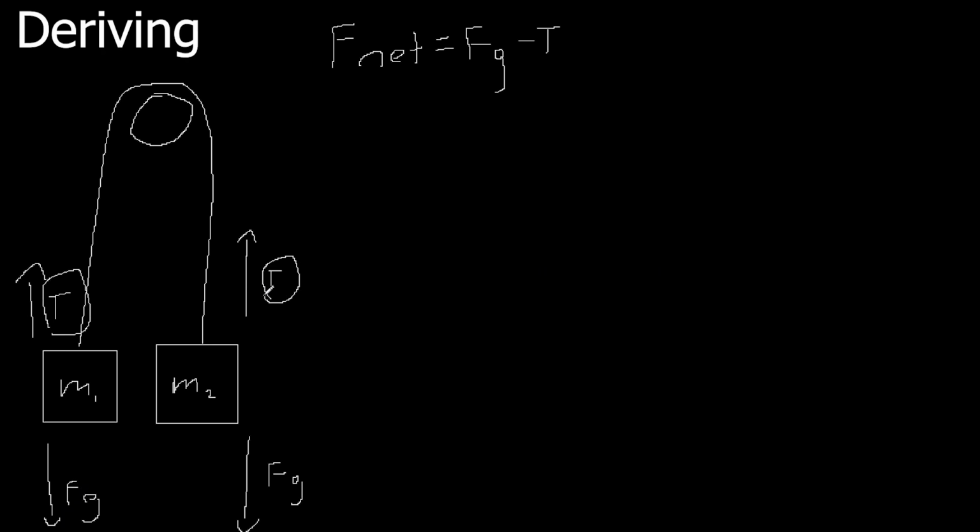An F net equation for this object would look like F net equals Fg minus the force that opposes it, tension. And in an Atwood machine, the tension of both of the masses are equal to each other. So this tension is equal to this tension.